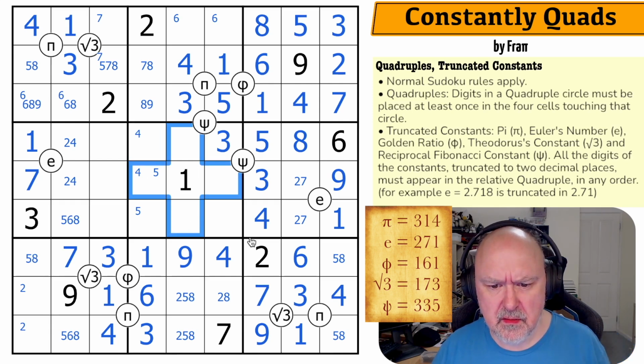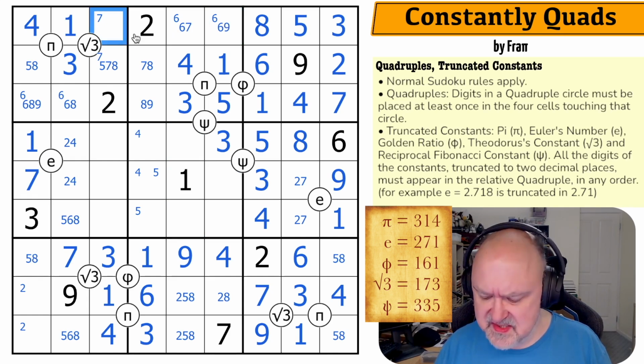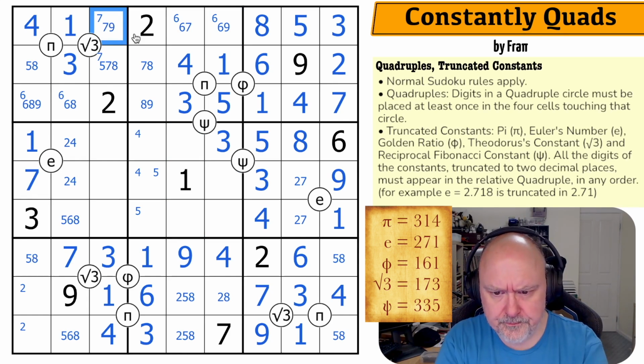Nine is not in any of those. Triple in the top row: 6, 7, and 9. So this is only 6 or 7. This is only 6 or 9. And this is 7 or 9. It doesn't seem to be helping me. Is it a given digit I've missed? Maybe.